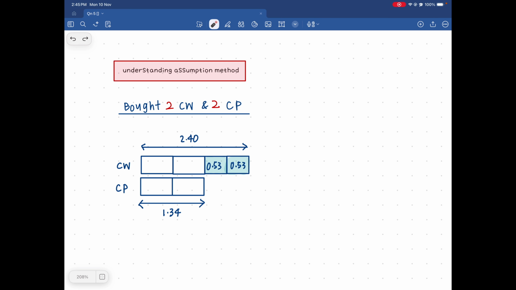So first, I can find the total difference between 2 curry puffs and 2 chicken wings. I will take $2.40 minus $1.34. This will give me $1.06.